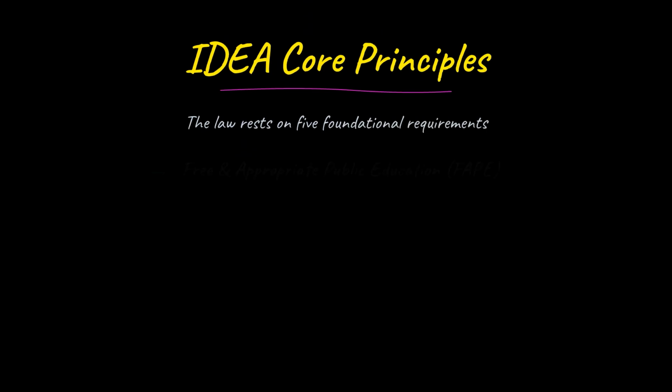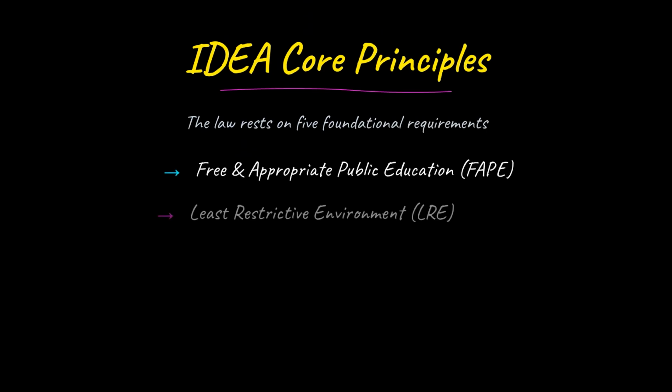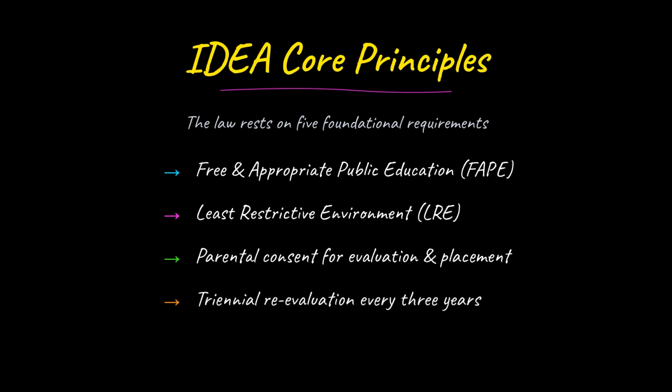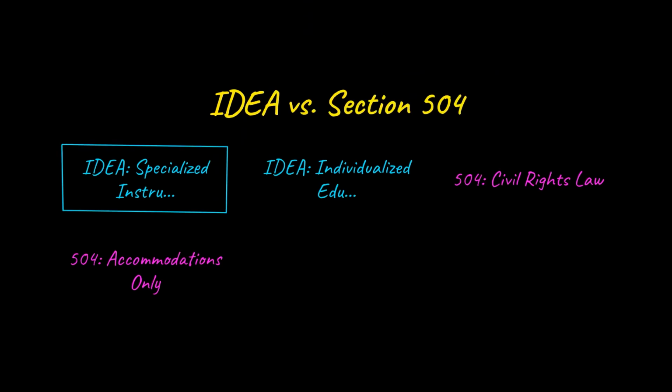The law is built on 5 core principles: a free and appropriate public education, placement in the least restrictive environment alongside peers, required parental consent, re-evaluation every 3 years, and procedural safeguards that give families due process rights when they disagree with school decisions. A common exam trap is confusing IDEA with Section 504 of the Rehabilitation Act.